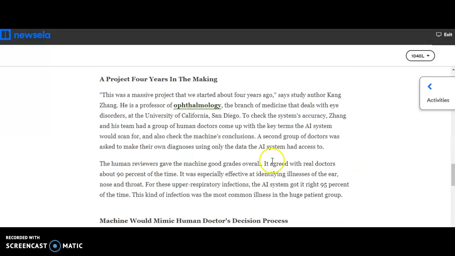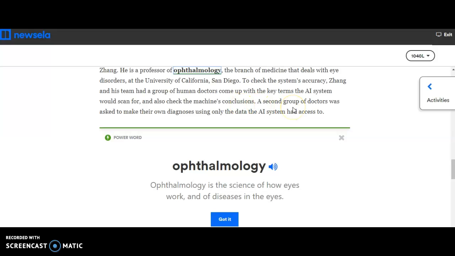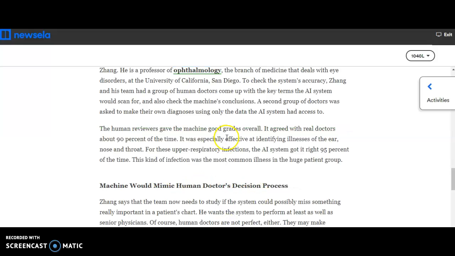New subheading, "A project 4 years in the making." "This was a massive project that we started about 4 years ago," says study author Kang Zhang. He is a professor of ophthalmology, a branch of medicine that deals with eye disorders, at the University of California, San Diego. So it is the science of how eyes work and of diseases in the eyes.